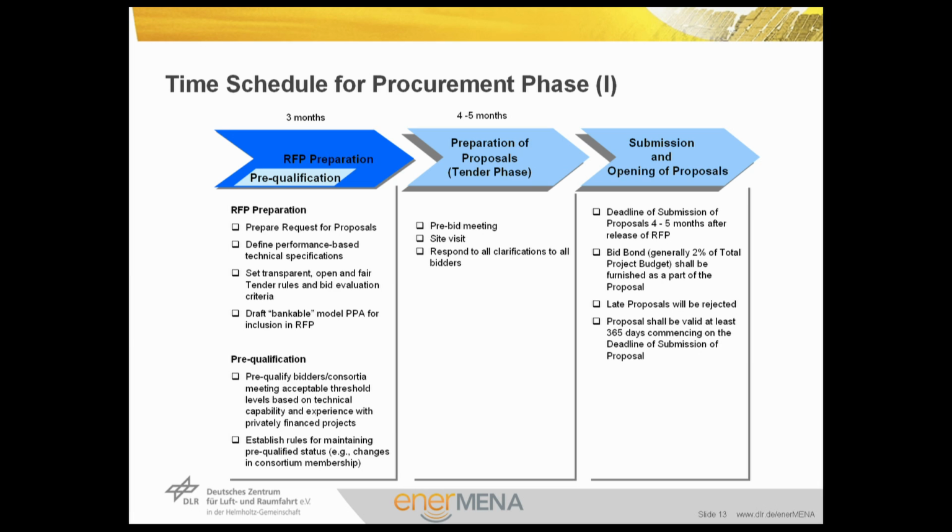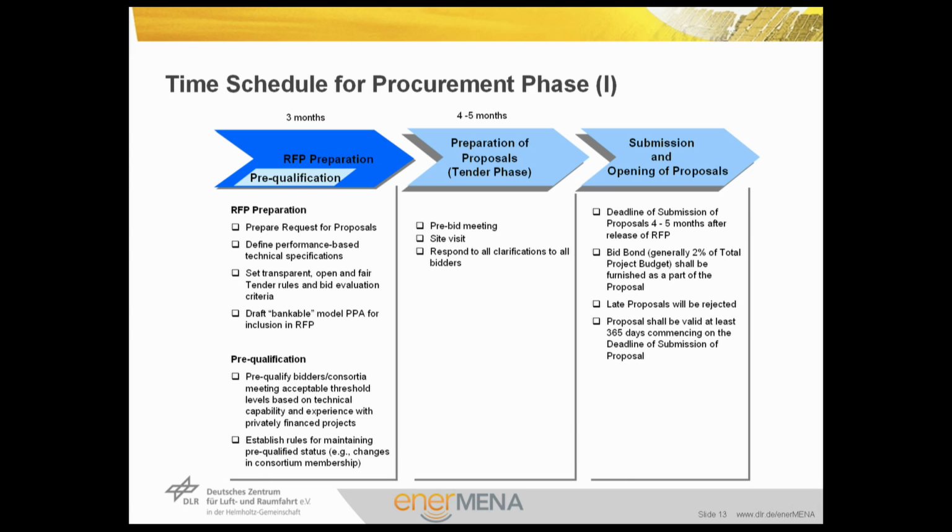The pre-qualification process will also be triggered here. The bidders or consortia who meet acceptable threshold levels based on technical capability and track records will be qualified, and rules will be established for maintaining pre-qualified status. In this phase, several bidders will be willing to qualify to participate in the bid. Therefore, you need to put rules to evaluate the eligibility of each single entity to continue in the bidding process. The eligibility rules are therefore very important in this regard.